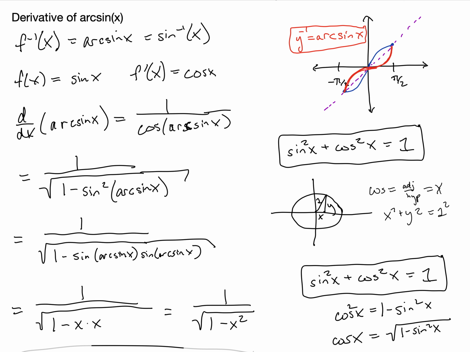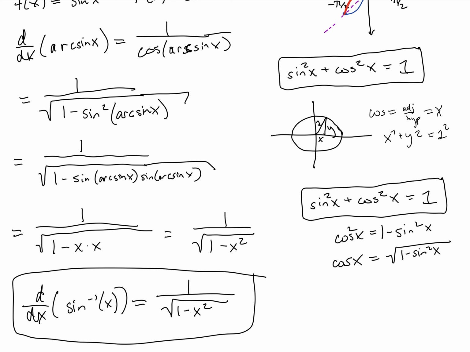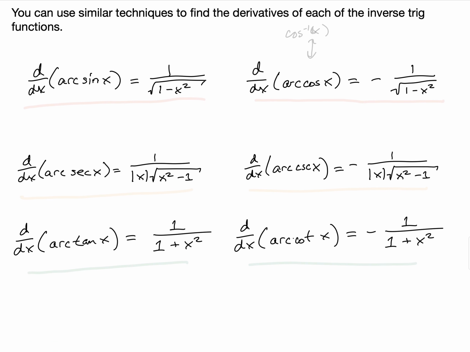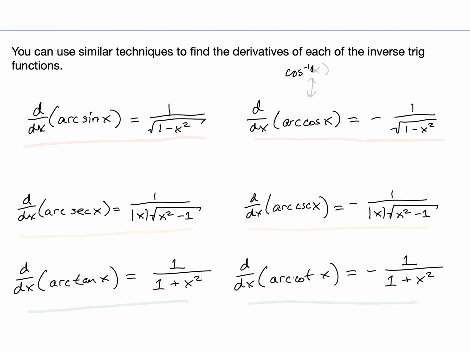So we've seen that the derivative with respect to x of sine inverse x or arc sine of x, either way, is equal to 1 over the square root of 1 minus x squared. And you can use similar techniques to find the derivatives of each inverse trig function. And again, each of these can be written either as, say, arc sine or arc cosine, or as cosine inverse of x. Can be written either way. But here are the derivatives of each of those inverse trig functions.